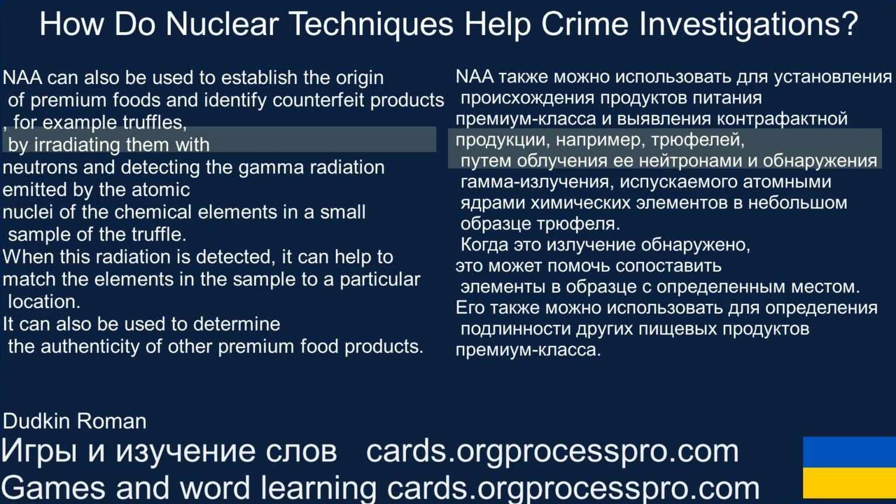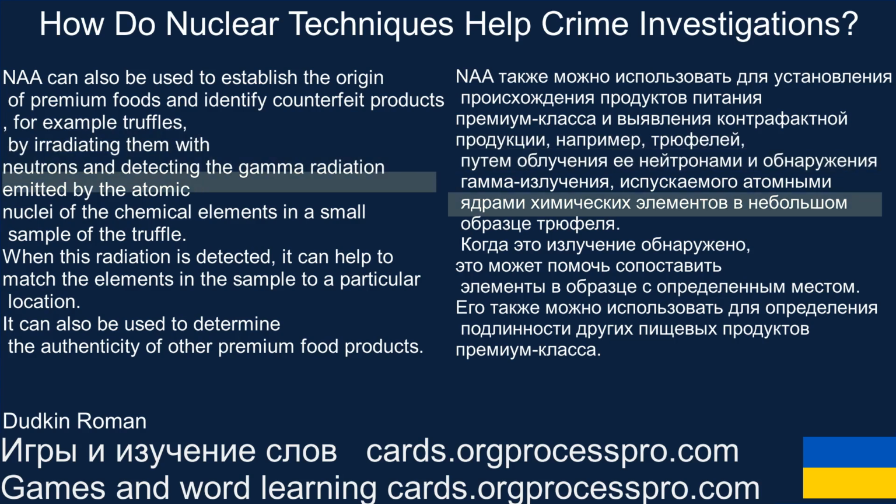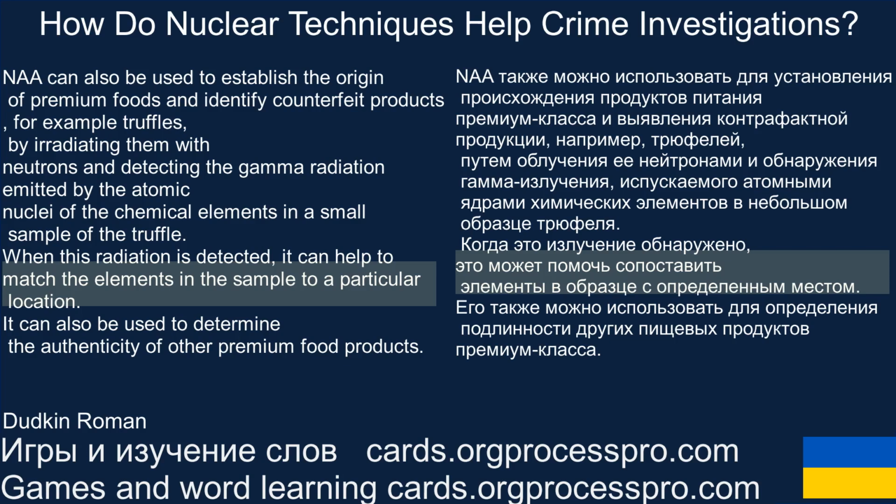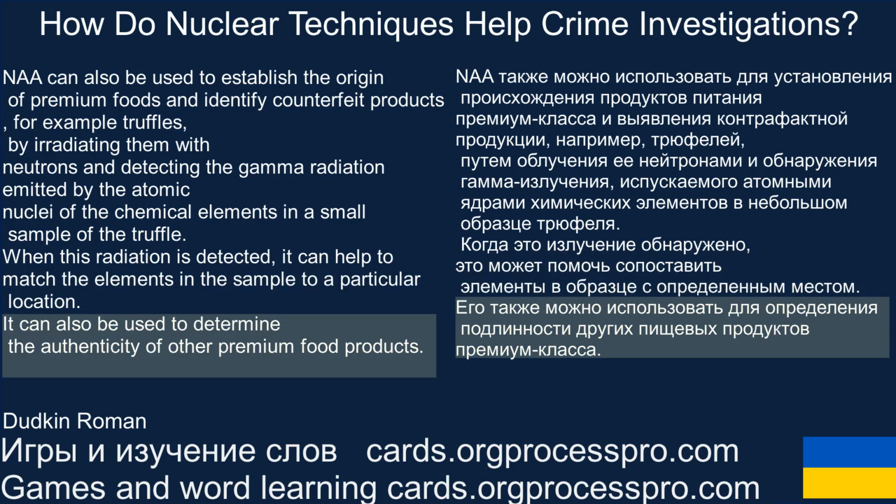NAA can also be used to establish the origin of premium foods and identify counterfeit products, for example truffles, by irradiating them with neutrons and detecting the gamma radiation emitted by the atomic nuclei of the chemical elements in a small sample of the truffle. When this radiation is detected, it can help to match the elements in the sample to a particular location. It can also be used to determine the authenticity of other premium food products.